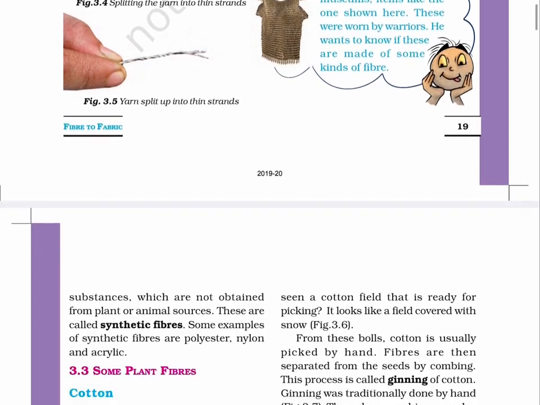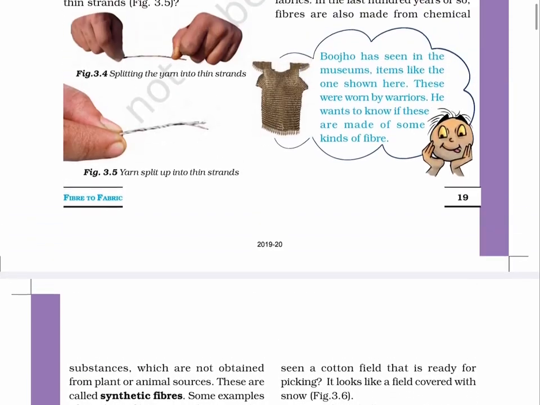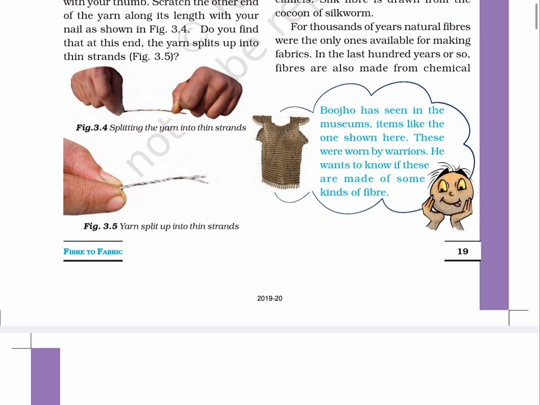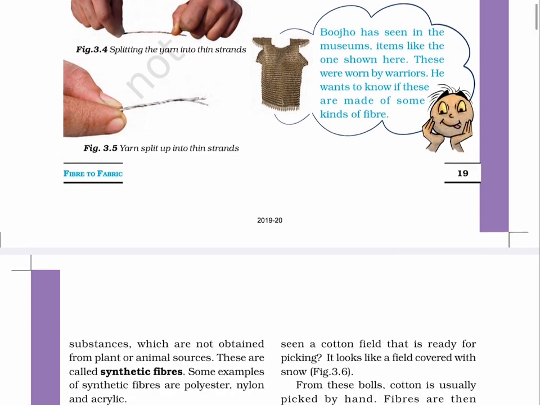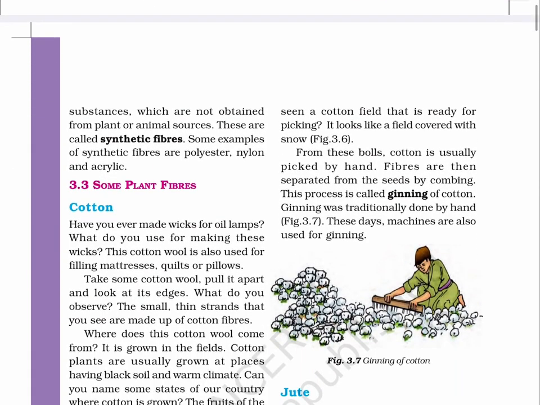Page 20. In the last 100 years or so, fibers are also made from chemical substances which are not obtained from plant or animal sources. These are called synthetic fibers. Some examples of synthetic fibers are polyester, nylon and acrylic.